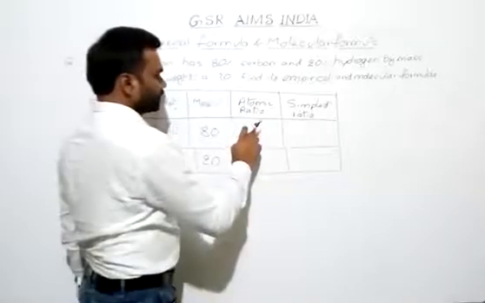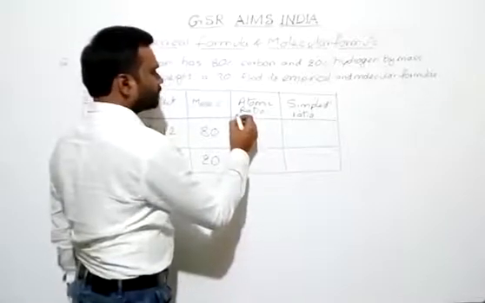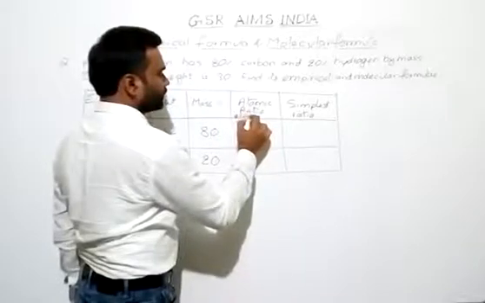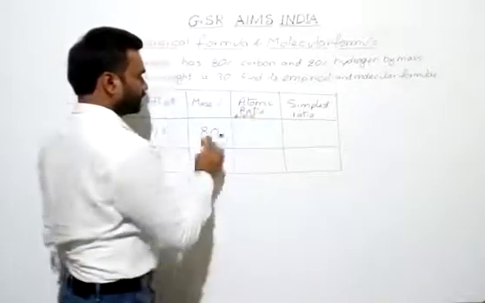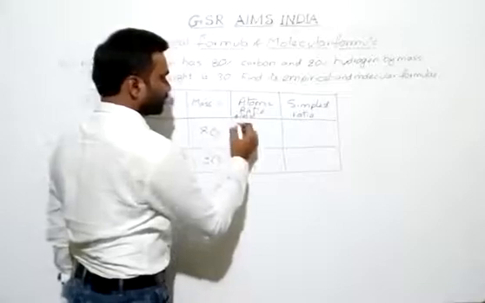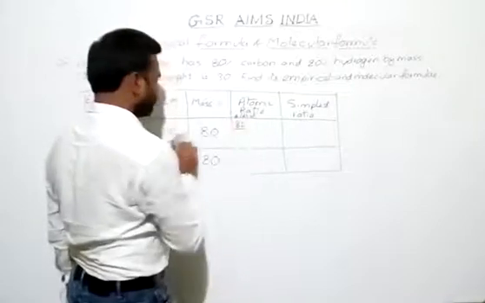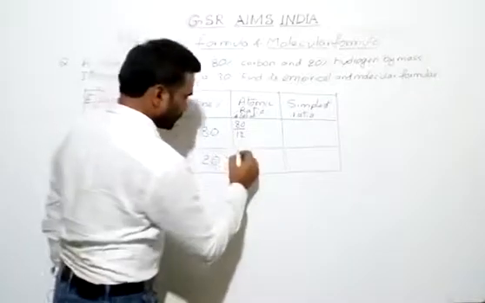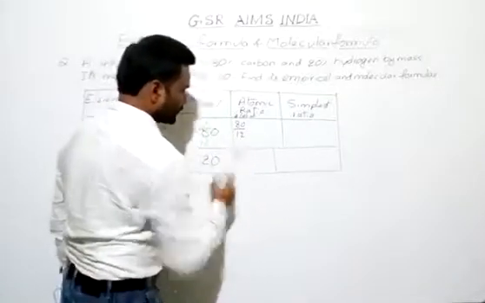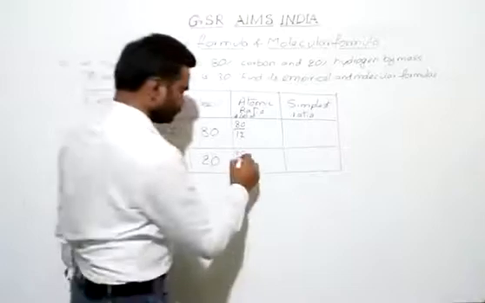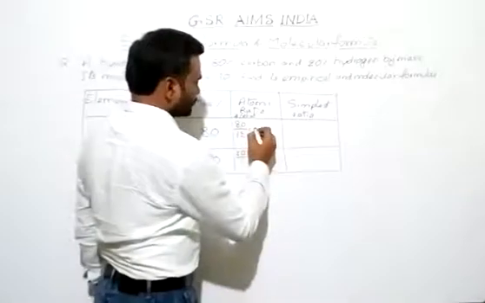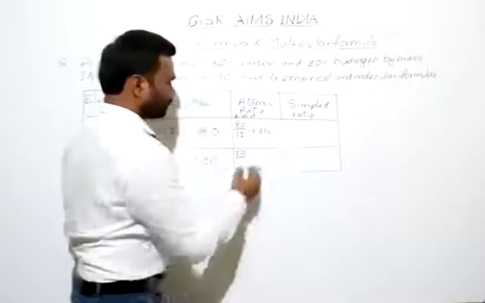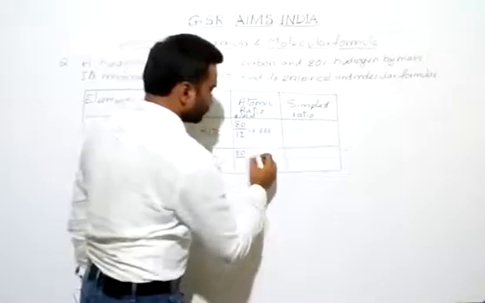Now let us find the atomic ratio. This represents mass percentage divided by atomic weight. Here the mass percentage of carbon is given as 80 divided by its atomic weight 12, whereas for hydrogen it is given as 20 and its atomic weight is 1. From this you can get its value as 6.666, whereas for hydrogen it is 20.